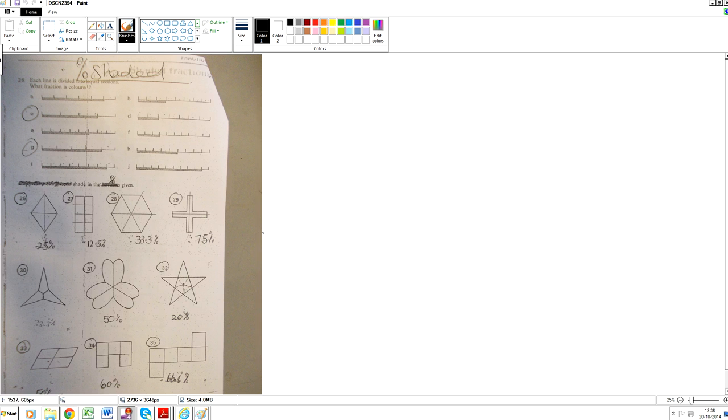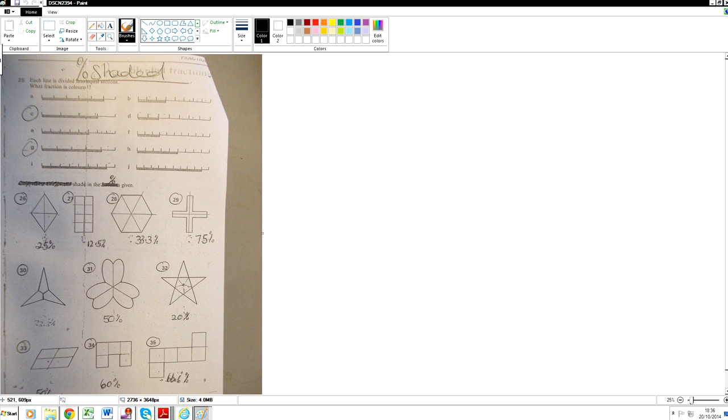For percentage shaded, let's see if we can answer those. So we have 1, 2, 3 pieces out of 4. So 3/4 as a percentage gives us what? 75%. Here we have 1, 2, 3, 4 shaded out of 5. So it's going to be 20%? No, wait. 20, 40, 80%. 80%. Each fifth is worth 20.